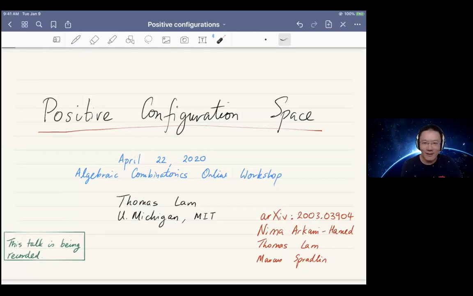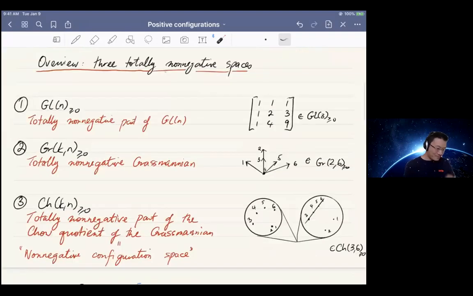So I want to talk about positive configuration space. This is joint work with Nima Arkani-Hamed and Spradlin. The paper we're talking about is on the arXiv, and this talk is being recorded, I think. Okay, so this talk is part of the subject of total positivity and total non-negativity.